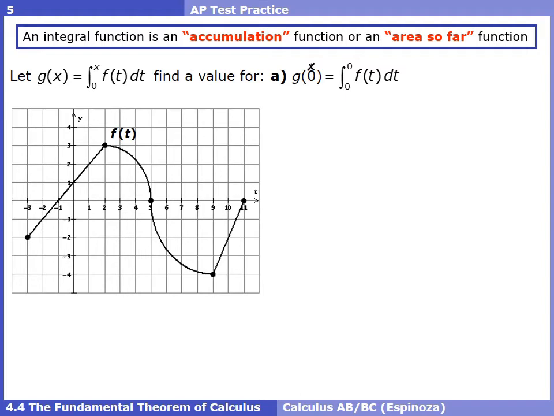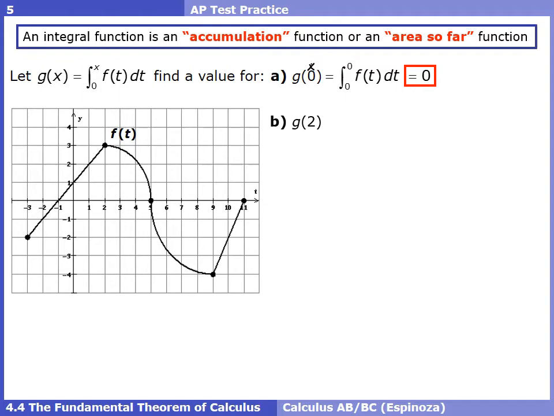We actually don't even need the picture here to figure out this integral, because this integral is asking us to find the area from 0 to 0. And if we have nothing to look at, since it's from 0 to the same point 0, we know that area must be equal to 0.